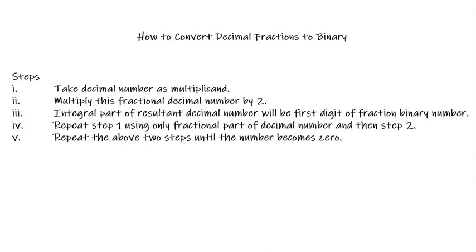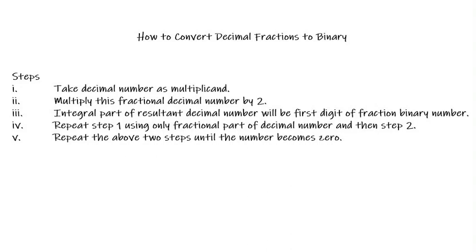In this case, if the multiplication process produces a product greater than 1, the carry is a 1. And if the multiplication process produces a product less than 1, the carry is 0. We'll follow the following 5 steps as we perform this conversion from decimal fractions to binary.